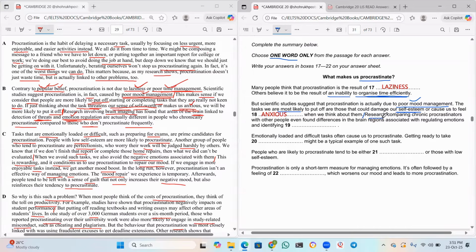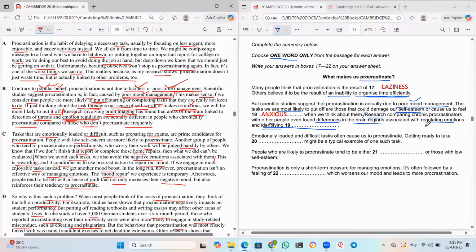Next, a research comparing chronic procrastinators with other people even found differences in brain regions associated with regulating emotions and identifying dash. So identify is the key word, guys. You have to look for this word in the paragraph. Now let us keep reading further. What is that? Research involving brain imaging has found that areas of brain linked to detection of threats and emotion regulation are actually different in people who chronically procrastinate.